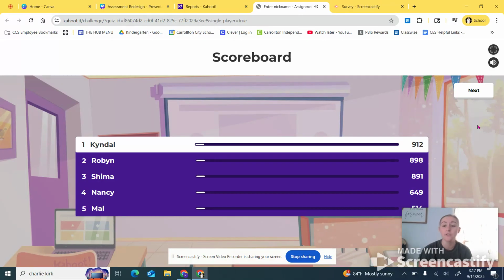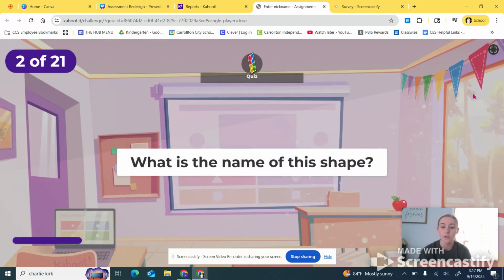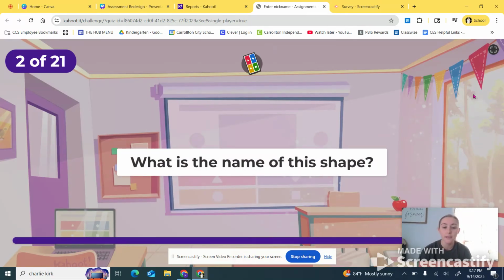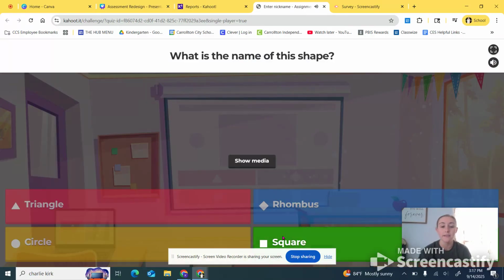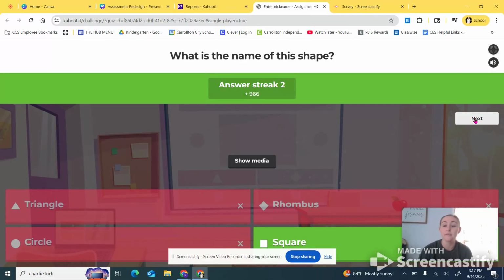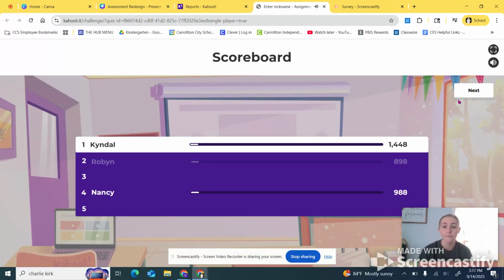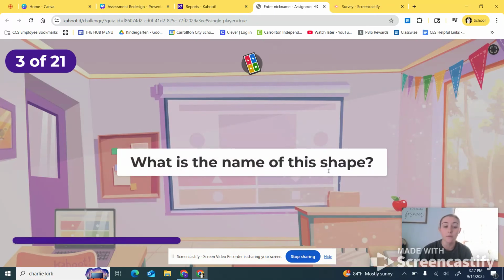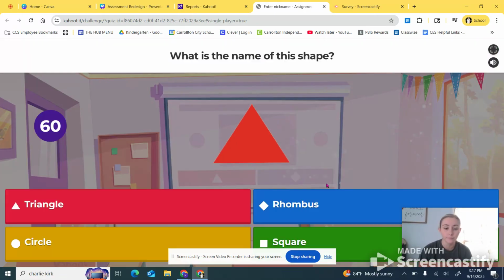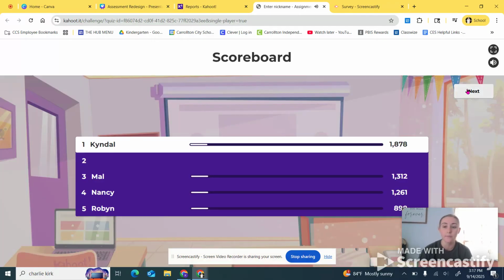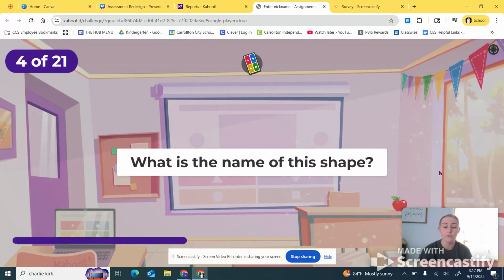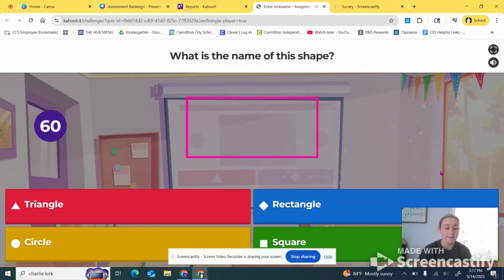It also allows a little bit of competition, so they're really trying hard and taking their time. They're not just hitting an answer once again. I'm reading the question, what is the name of this shape, and then hitting the correct answer, giving them that instant feedback that yes, that was the correct answer. However, if they were to click the wrong answer, it would tell them it was wrong, but then show them the correct answer of what the shape was, which is one great thing about Kahoot, giving students that instant feedback.